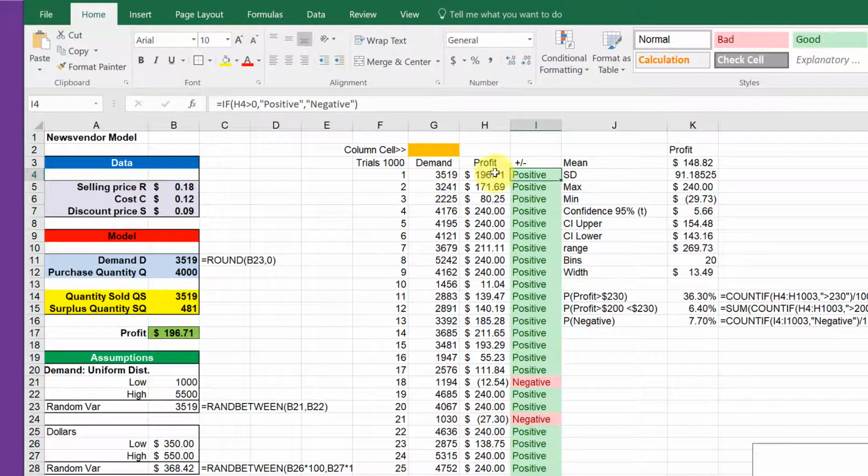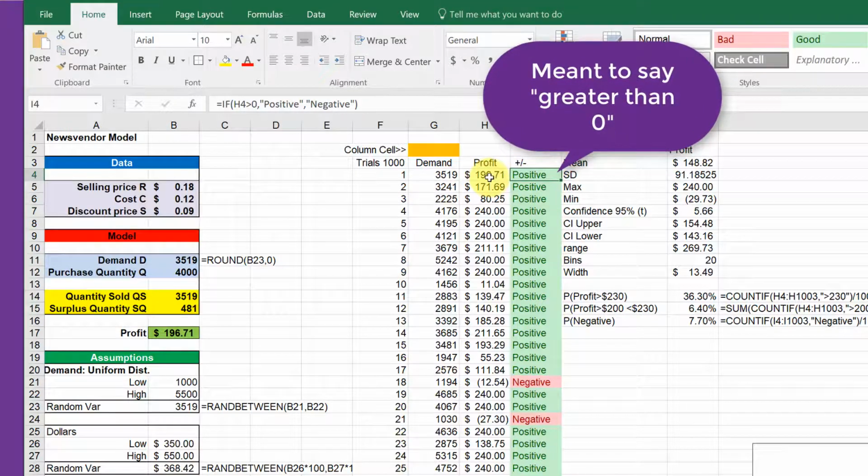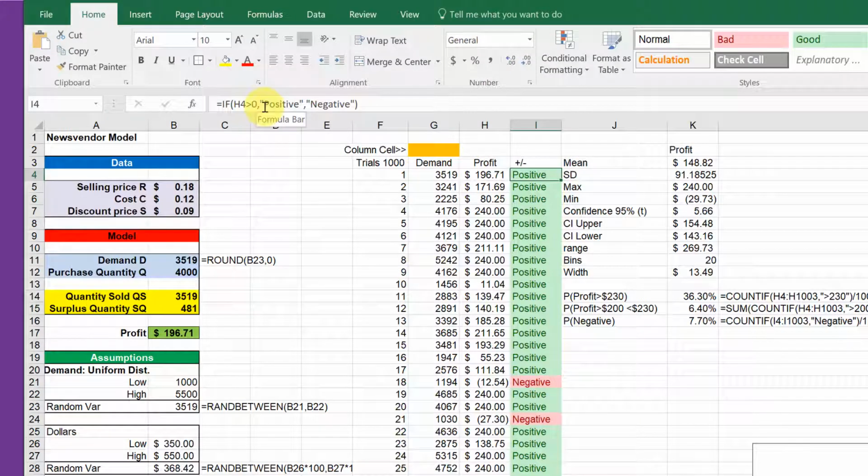If H4 is greater than 4, print out "positive", and that's just using the word we want with the double quotation marks before and after it, else print out "negative". And so that gives me this particular value. And then I use the conditional formatting to color it green if it said positive and red if it said negative. So that's how I got that column.